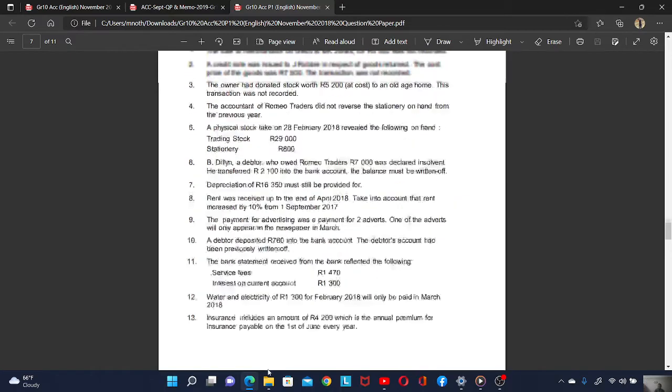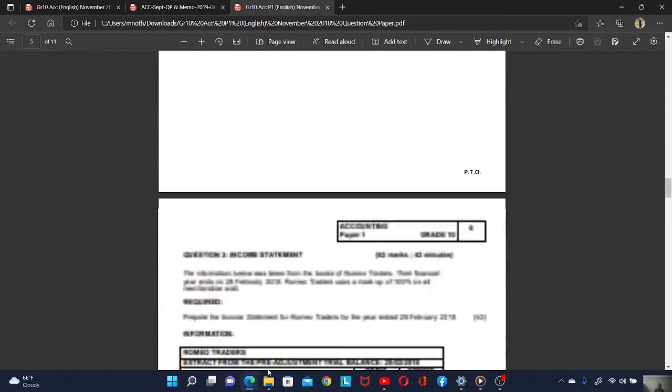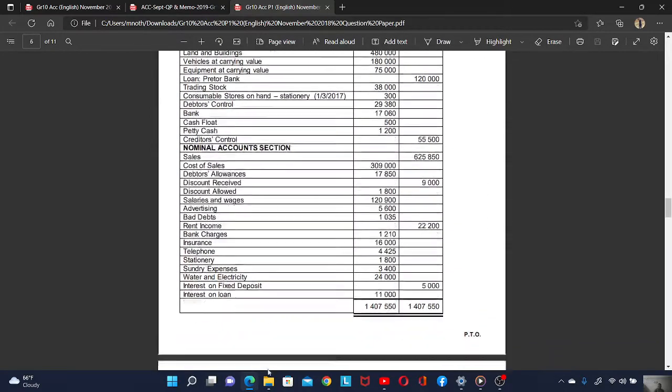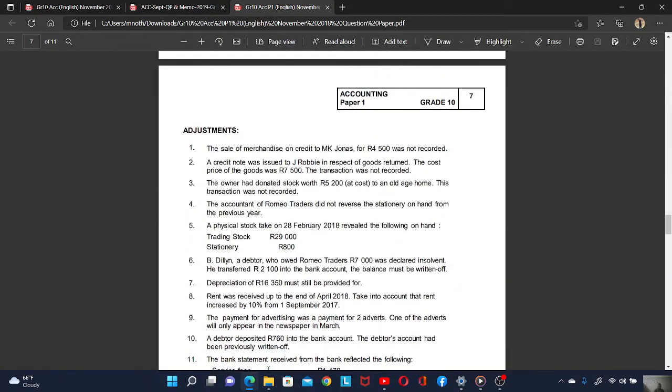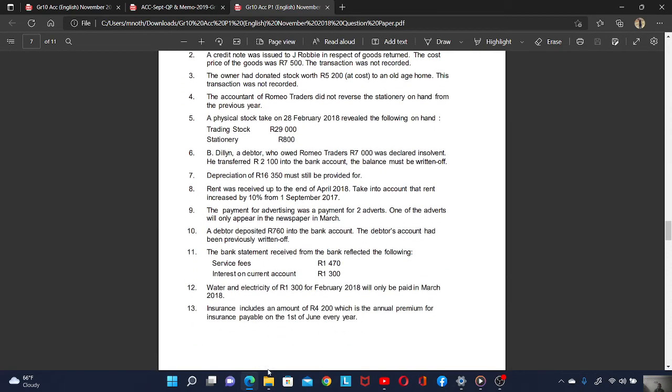We are told to prepare an income statement. But I just want us to look at the adjustment that affects the accrued expense. Let's look at this one. But the question is, how do I see that I have an accrued expense?